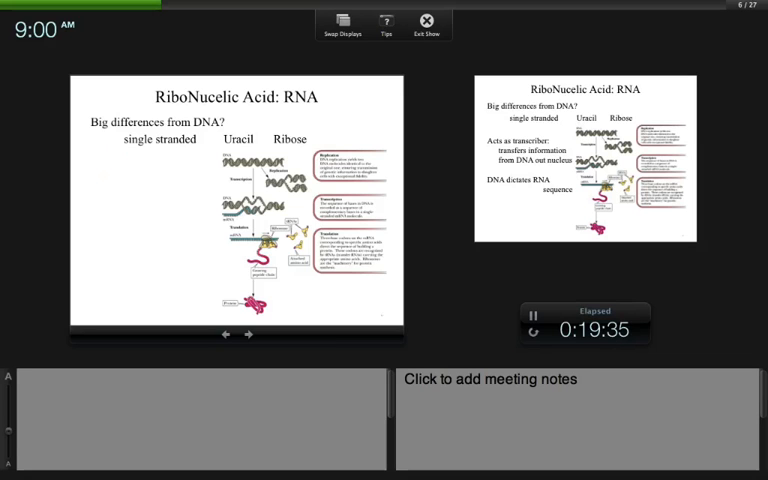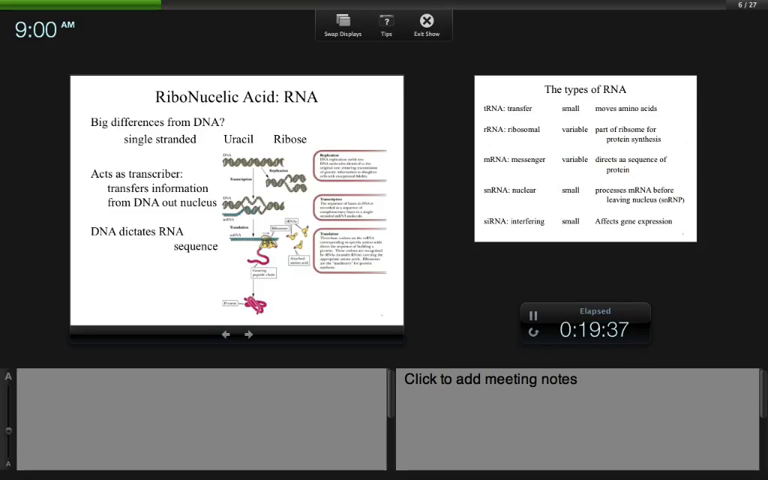Our big difference, we got single-stranded. And it's actually going to act as our, really I should say translator, I guess, allow us to actually get out into the protein sequence. Okay, so that can get our information from the nucleus out into the real world where it can then be processed. Which we talked about. And then we also have our DNA dictating our RNA sequence. Okay.